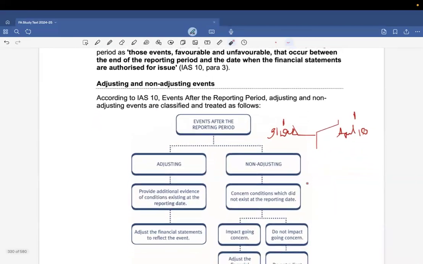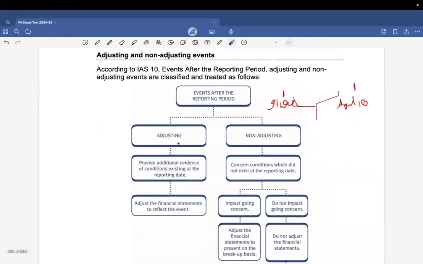Now, there are two types of events. One is adjusting and the other is non-adjusting events. Adjusting events are those events which, if they happen, you have to adjust your financial statements accordingly in order to give a true and fair view. And non-adjusting events is when something has happened, but it doesn't matter. So for non-adjusting events, you don't need to adjust your FS.